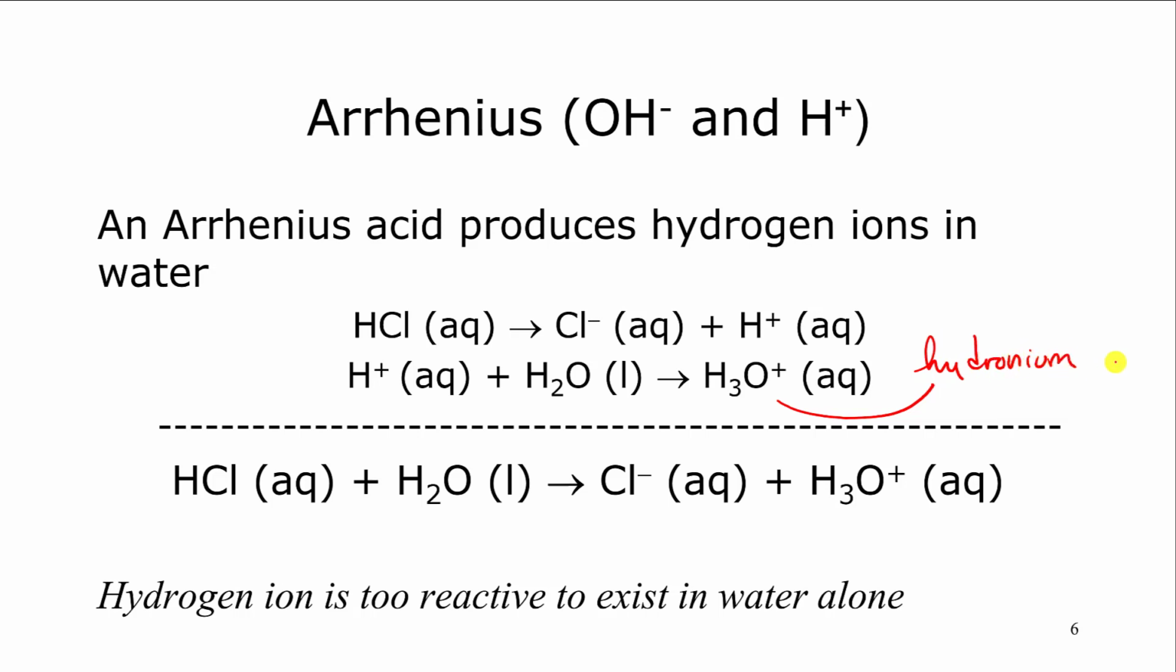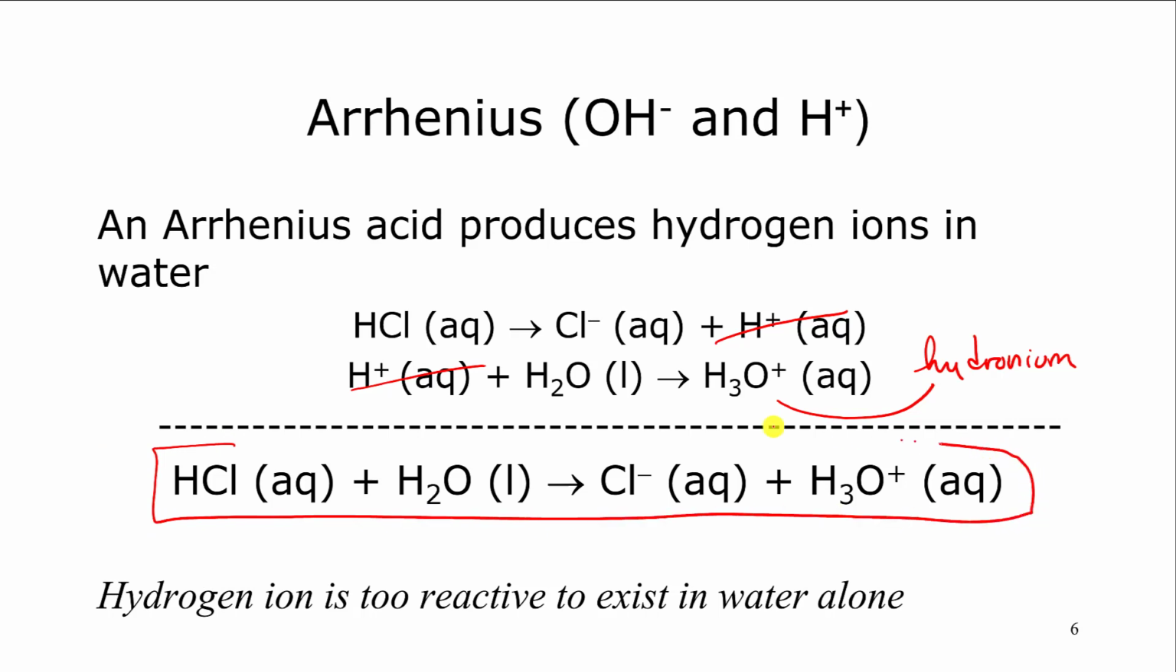Hydronium ion. Overall, if you add these two reactions together, you'll notice that you can cross these out, and what you'll end up with is HCl plus H2O makes Cl minus plus hydronium ion. And so this sort of definition is the way we're going to look at acid-base reactions mostly in this chapter when we're talking about adding an acid to water.